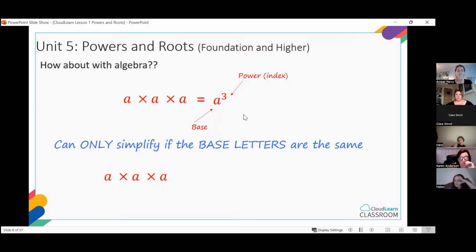So if we have a times a times a, that's a to the power of 3. b times b times b times b, that's going to be b to the power of 4. So we've got a to the power of 3 times b to the power of 4, and we cannot simplify that any further. It's just going to be a to the power of 3, b to the power of 4.